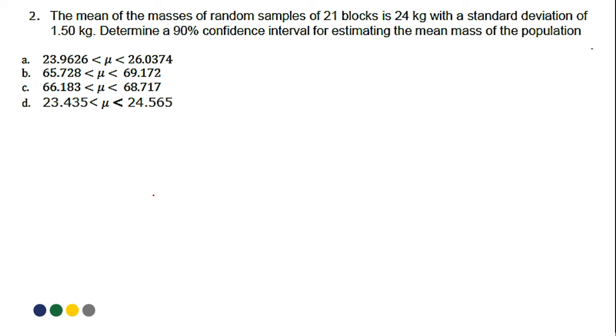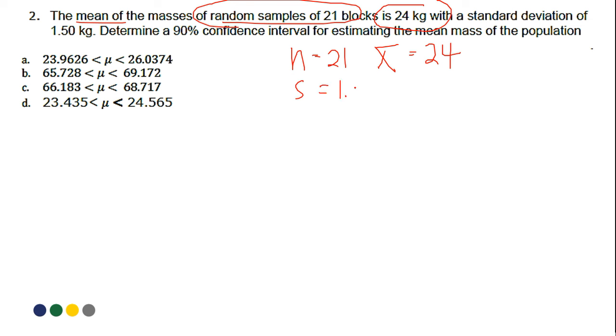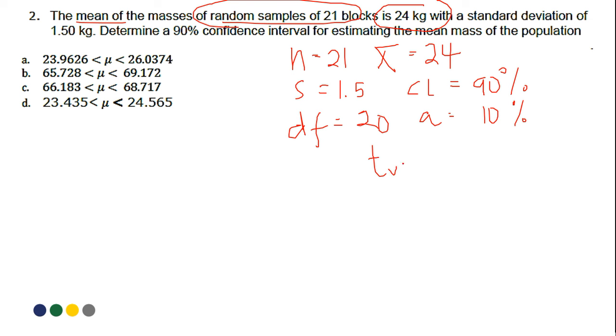Okay, next. How about number 2? Random sample of 21. N is equal to 21. And the mean is 24. X bar is 24. Standard deviation is 1.5 and the confidence level is 90%. Ibig sabihin, your alpha here, the two tail, is 10%. So, hanapin nyo yung DF, which is equal to 20 kasi 21. So, hanapin na natin yung value ng T distribution natin sa T table.